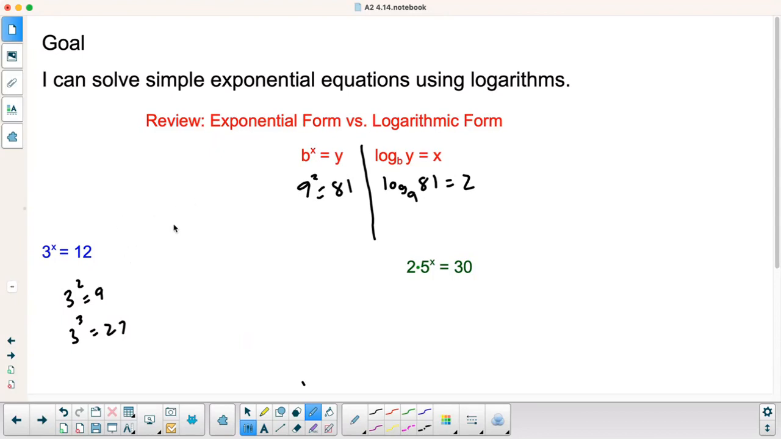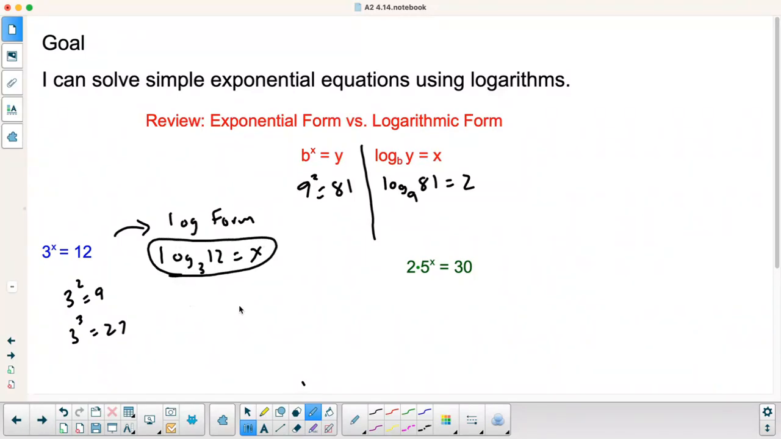But what we're going to do is say, okay, if I just write this in log form, it's going to be log base 3 of 12 equals x. So this is actually an exact answer, okay? And it's solved for x. This means 3 to what power equals 12. So this would actually be an acceptable way to write it.